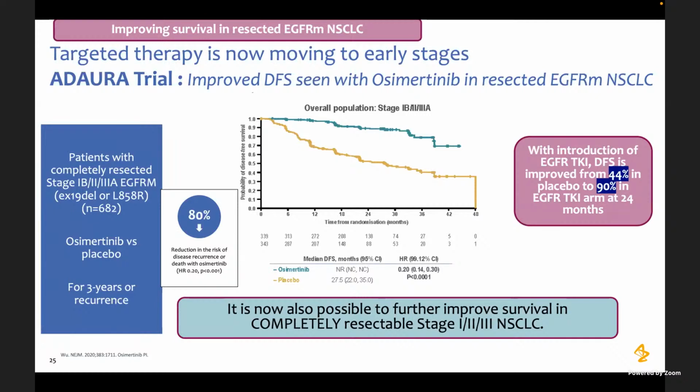Osimertinib is the standard therapy in patients with at least stage 1B or preferably stage 2 onwards, as an adjuvant therapy, which does reduce the risk of death by around 80%.